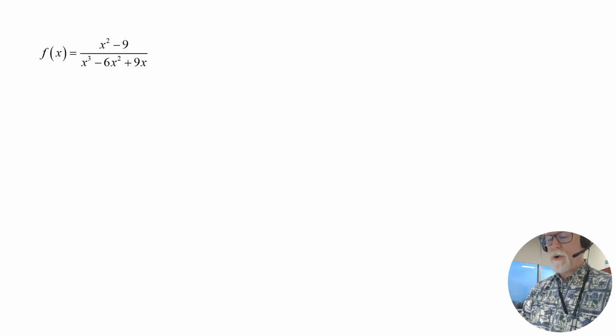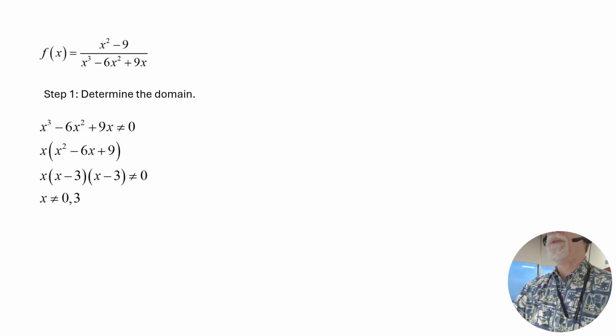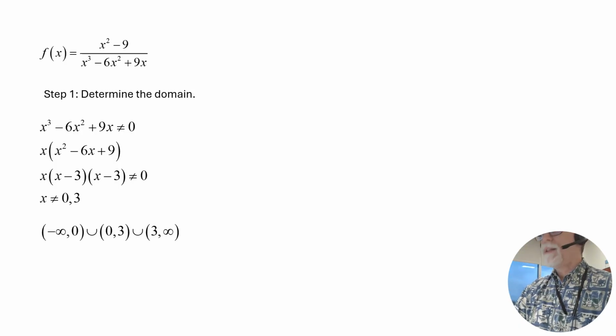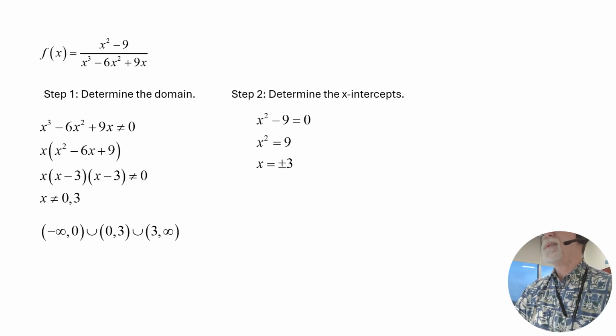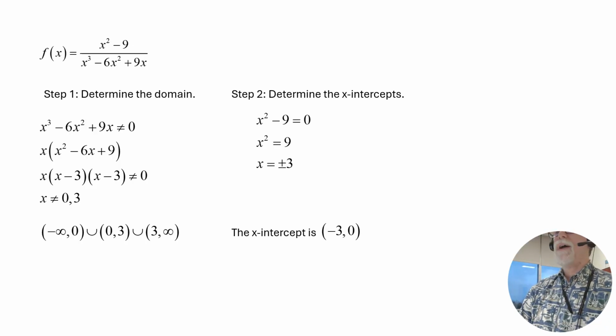All right, so denominator not equal to 0. That's our domain. Numerator, use that to determine the x-intercepts. We have a duplicate x value from what we excluded in the domain, so only one x-intercept.